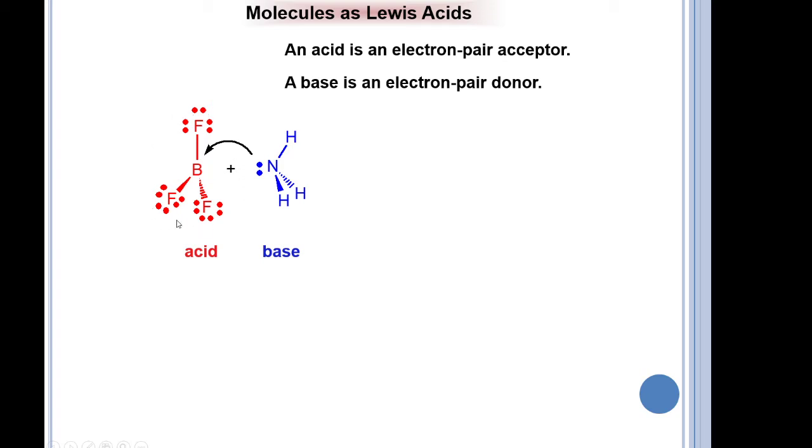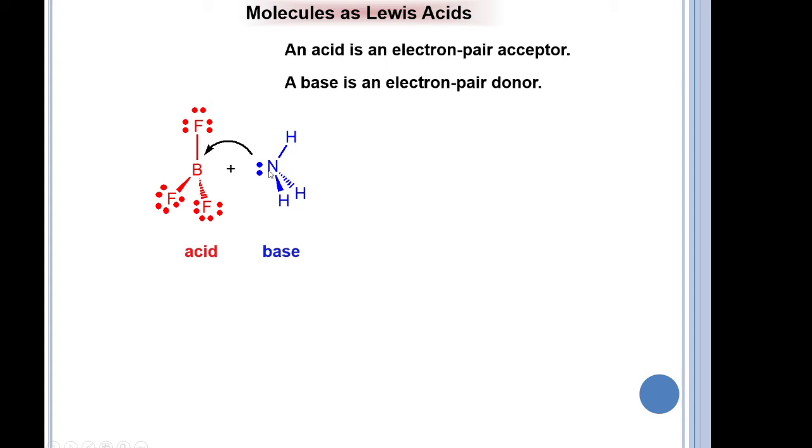We got a boron trifluoride. It doesn't have a hydrogen, so it's not a classical acid. It doesn't have a proton to donate because it doesn't have the hydrogen. So it's not a Bronsted-Lowry acid. Yet it still could be classified as an acid under Lewis definitions because it can accept a pair of electrons and make a coordinate covalent bond with the nitrogen.